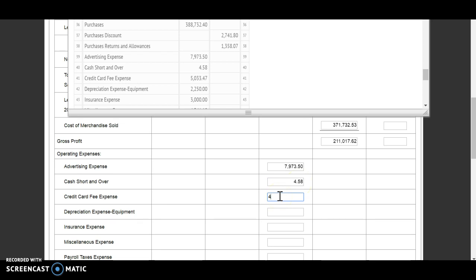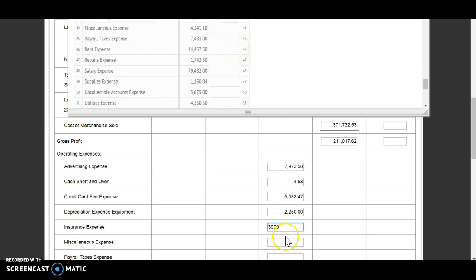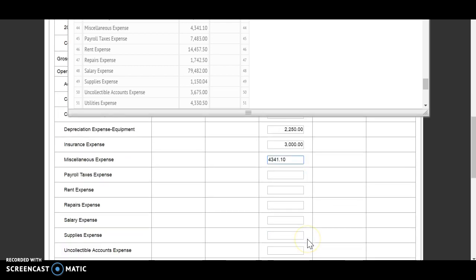Credit card fee, $5,033.47. Depreciation expense equipment, $2,250. Insurance expense, $3,000. Miscellaneous expense, $4,341.10. Payroll taxes expense, $7,483. Rent expense, $14,457.50.